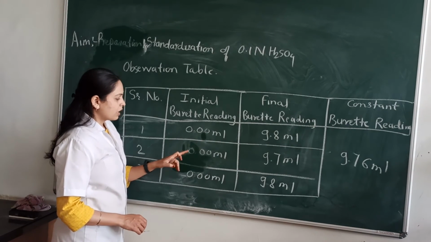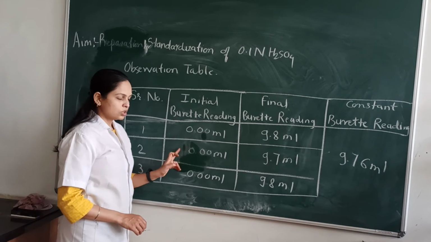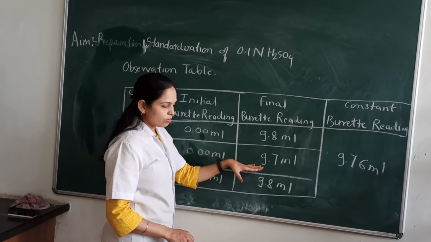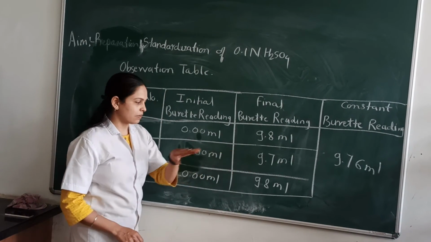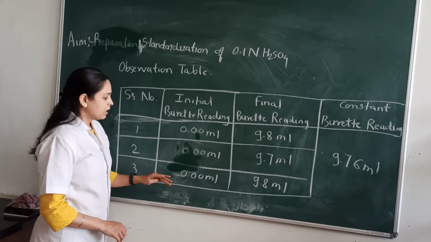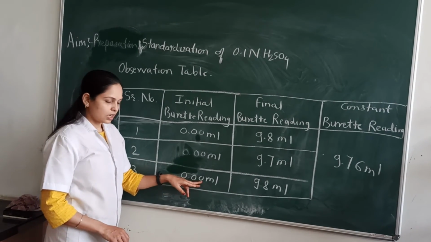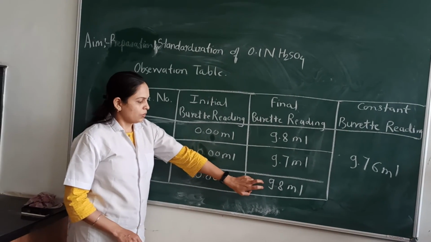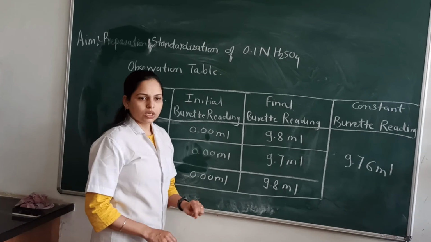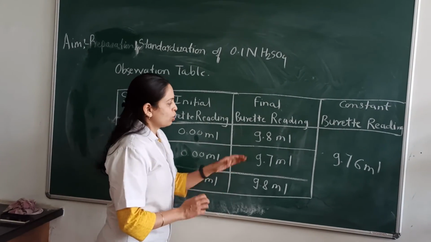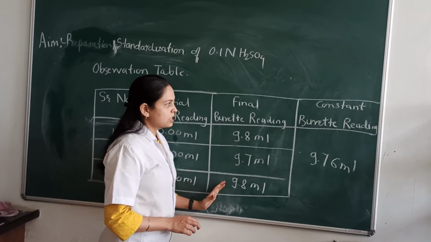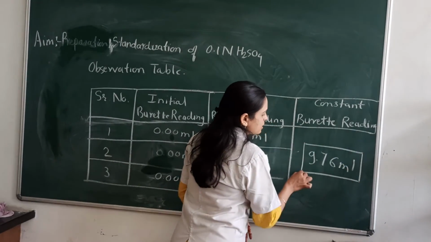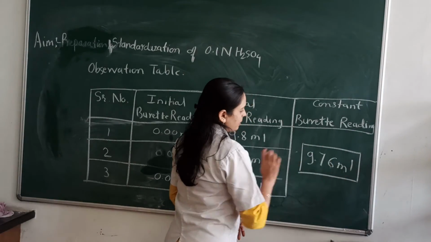Second one, again we filled our burette to 0 ml. So the initial reading is 0 ml and the end point of the titration was observed at 9.7 ml. And at the third reading, again we took the initial reading 0 ml and at 9.8 ml we observed the color change from colorless to pink. By taking the average of all these 3 burette readings, we get our constant burette reading, that is 9.76 ml.